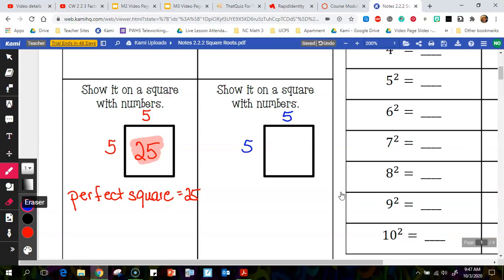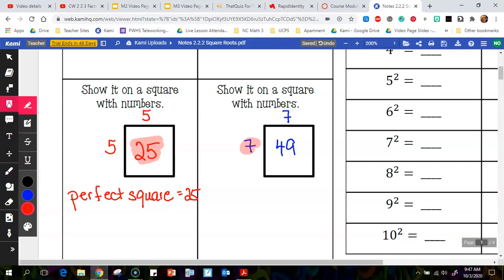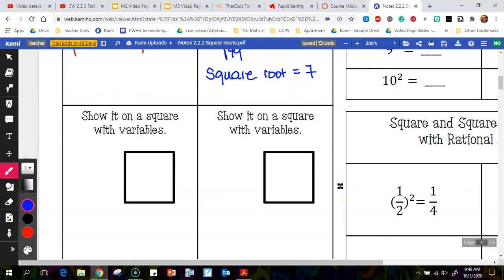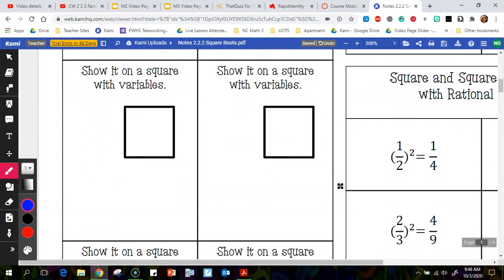Actually, you know what? Let's choose a different number here. If this square had sides that were 7, then the perfect square would be the 49. But here we're talking about the square root. So we would say the square root of 49. And of course, the symbol looks like that. So the square root here would be the 7. Okay, so the perfect square would be the 49 and the square root would be the 7.